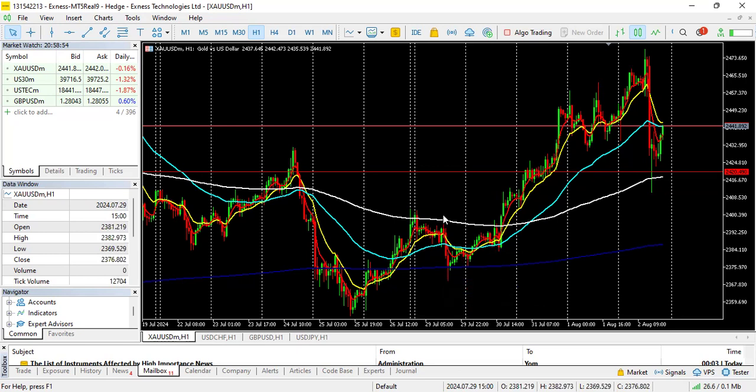Okay. So if I put my TP here, it means I will only have made 60 pips, right? But risking 100 to make 60 may not be a good bet.